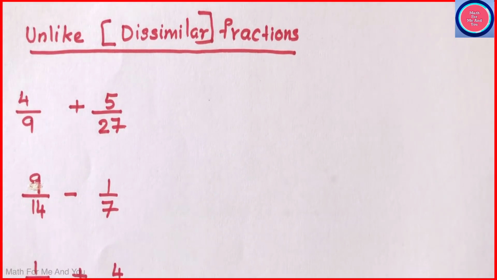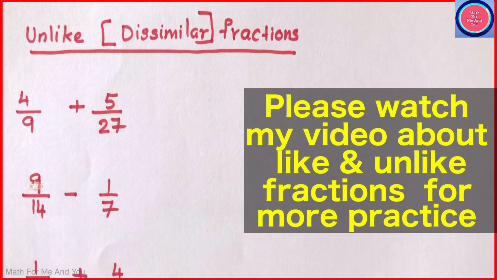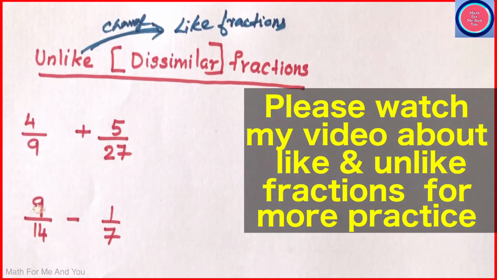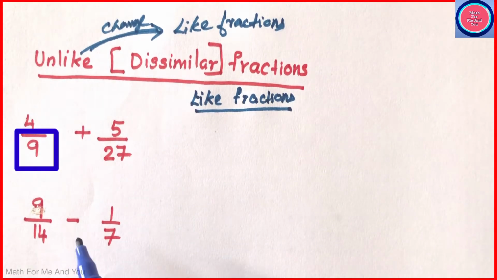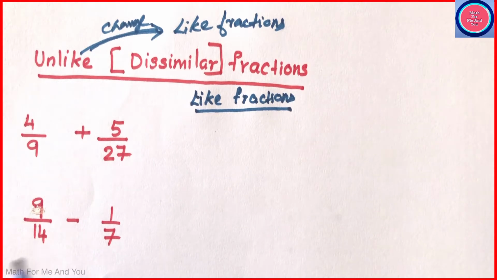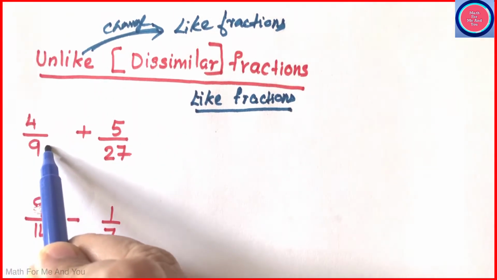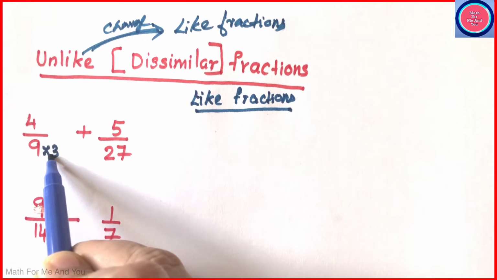See here some questions are given, but we have already practiced that. How can we change an unlike fraction to like fractions? We apply that method and we will find the answer. First we will change to like fractions, then the addition or subtraction will be easier. 4 over 9 plus 5 over 27, that is the first question. Here the small denominator 9, we can change to 27 because we studied 9 times 3 is 27.